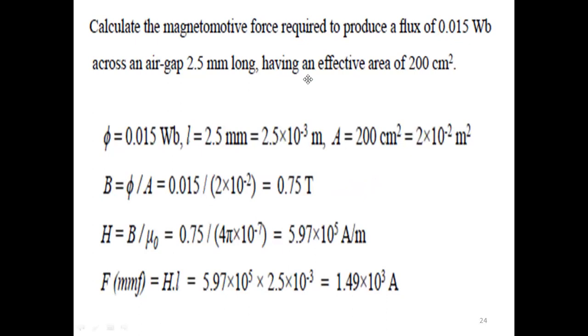So almost we are going to use a similar approach. Phi is given here, L is given. 2.5 mm is 2.5 into 10 to the power of minus 3 meter. I will write it down here. Area is 200 centimeter square. Centimeter is 10 raised to minus 2, and since it is squared we use 10 to the power of minus 2 squared here. So B equal to phi by A is the formula.